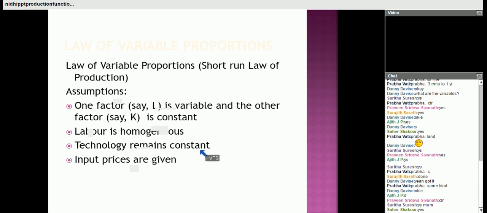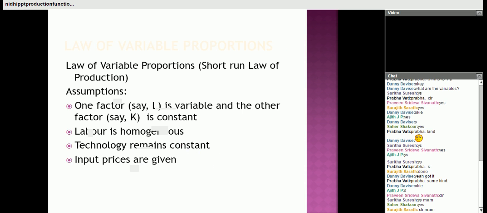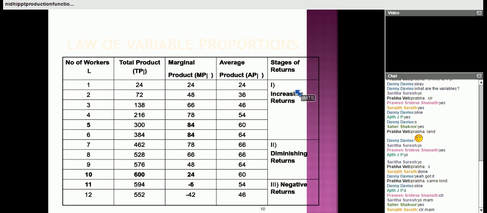Okay. So technology remains constant. That is also an assumption. Practically, it does not happen. Then input prices are given. That is very obvious. We need to know the cost of the inputs we are putting into the manufacturing.